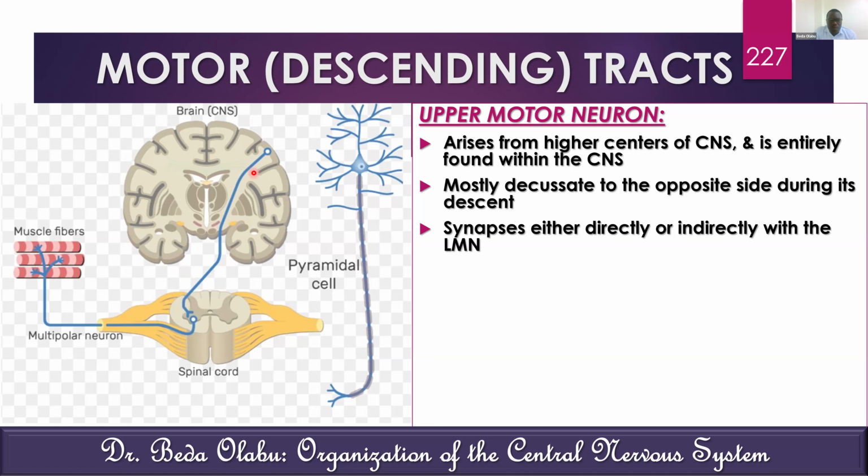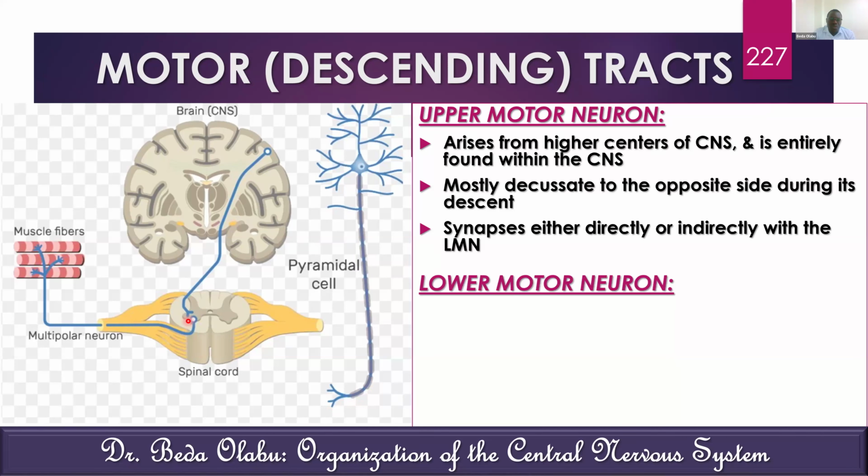Now, at the point of termination, the upper motor neuron may synapse directly with the lower motor neuron as shown in this image, or it may synapse indirectly. When it synapses indirectly, it means that it synapses with the lower motor neuron via an interneuron or via multiple interneurons. And we have many cases where there's an interneuron between the upper motor neuron and the lower motor neuron. In most cases, those interneurons will just be at the same level at the point of termination of the upper motor neuron.